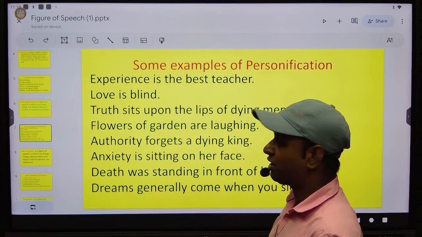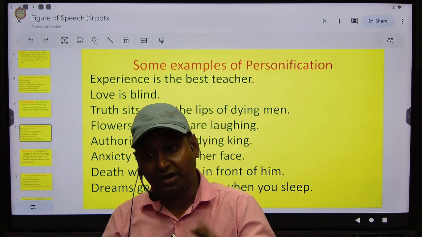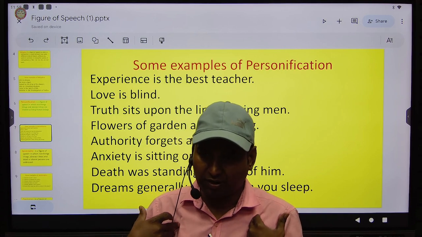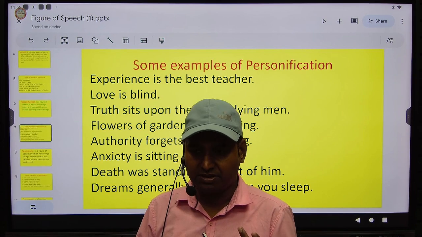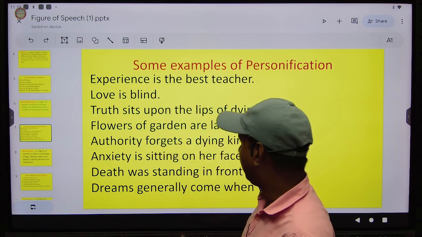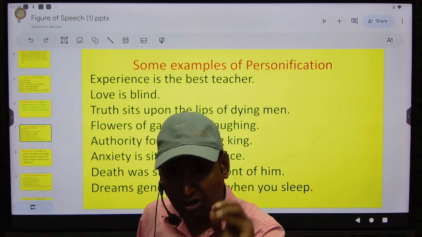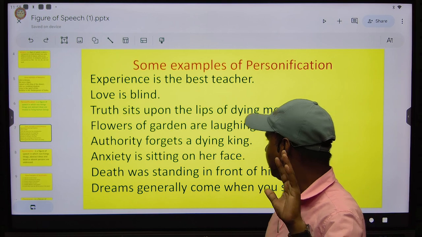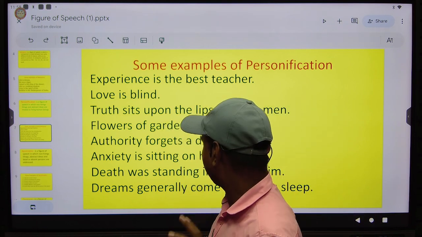Authority forgets a dying king. Authority is what? An abstract idea. How can it forget? Forgetting is human process. A person forgets. A living human being forgets, who has memory, but authority forgets. Means we are giving authority some personality. We are personifying it. That's why it is an example of personification.